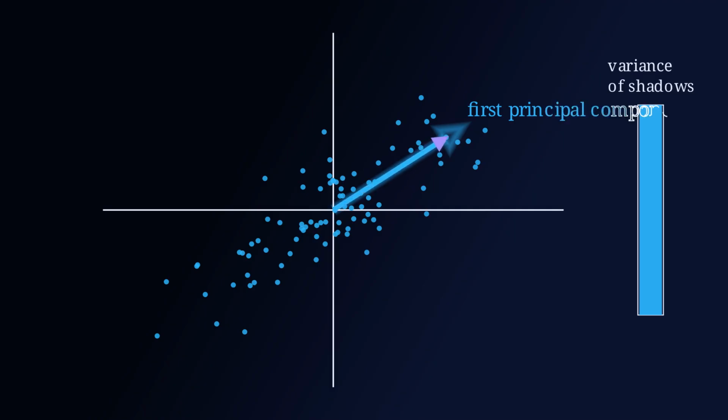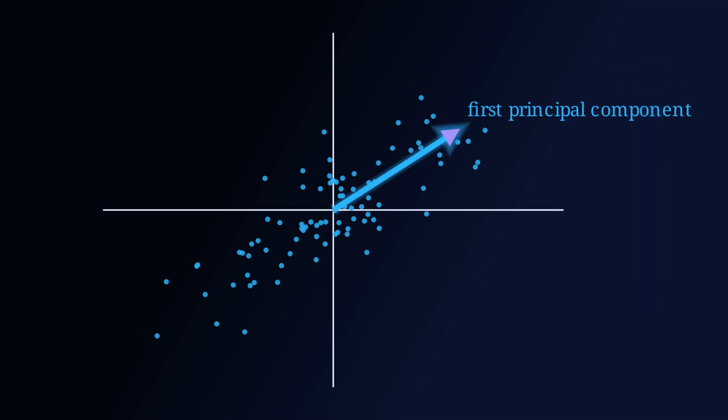It is by definition the single direction along which the data varies the most. If you were forced to describe this whole two-dimensional cloud using just one number per point, projecting onto this line would preserve the most information you possibly could.